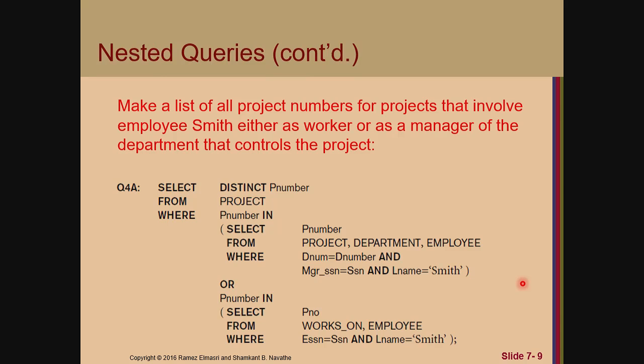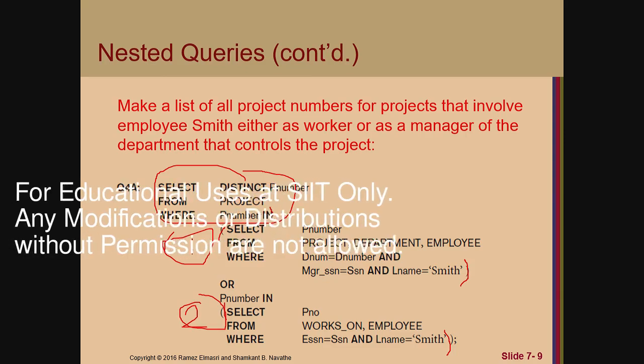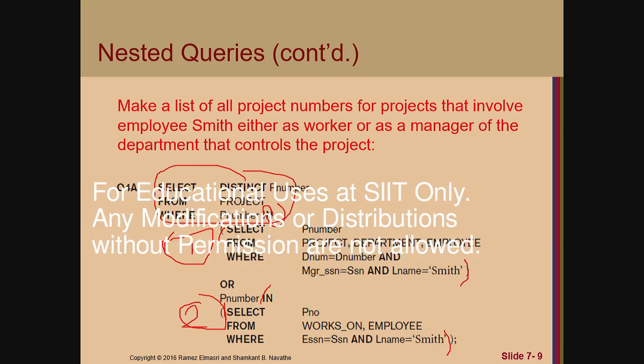For example, this is an example command of nested queries. Here is the outer query, and in the brackets is the subquery. Now we have two subqueries, the first one and the second one. This is the structure of the nested query, and we use the IN operation.